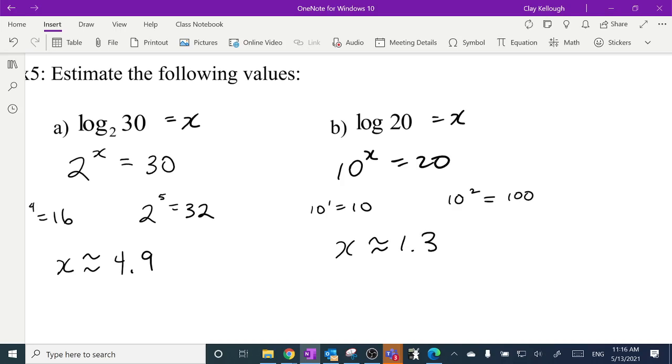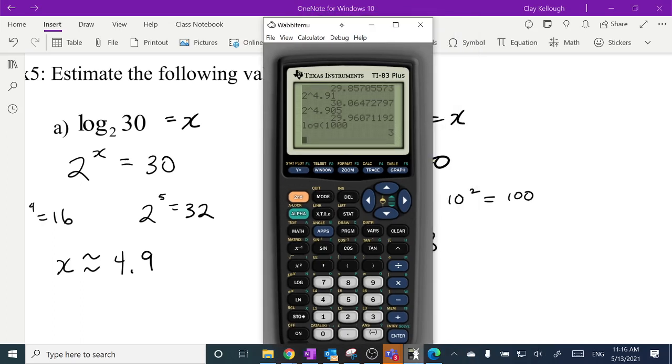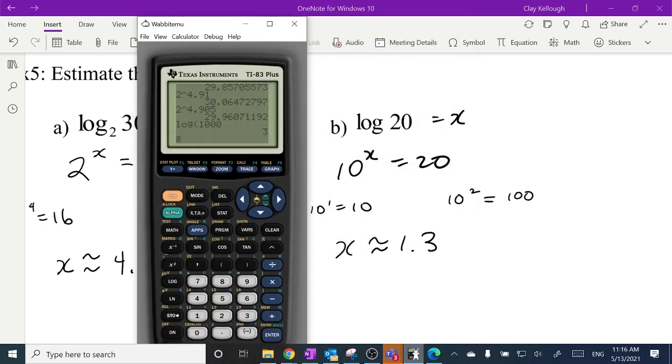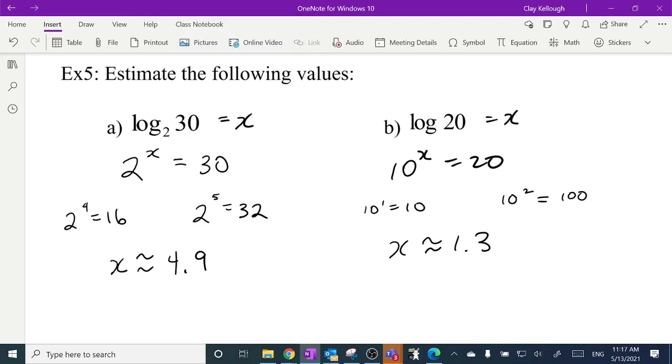That's my guess. Let's double check and see how close we are. This one I actually can find without guessing and checking. Log of 20. And yep, that was a good guess. I'm off by 1,000th. Good for me. Okay, there we go. And that's example 5.